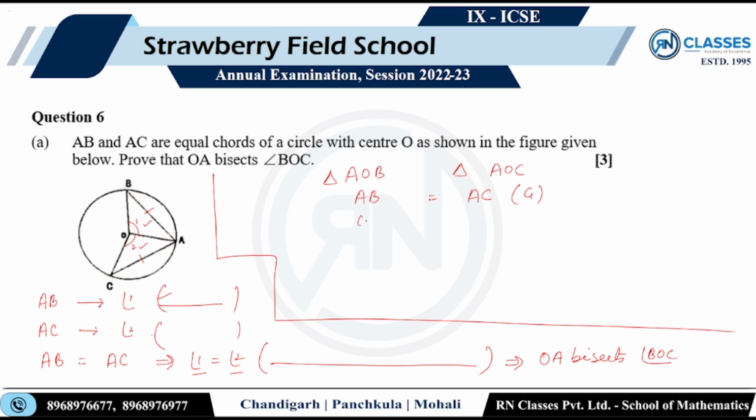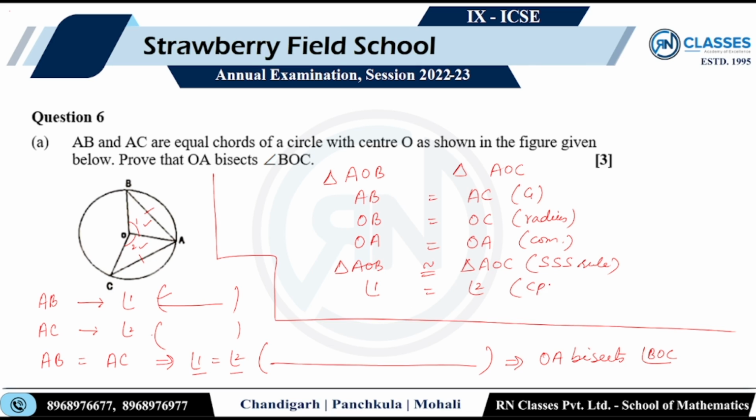What else? OB is equal to OC. Why? Radius. And OA equal to OA, common. So triangle AOB is congruent to triangle AOC by SSS rule. Right? By SSS rule the triangles are congruent. I can say angle 1 is equal to angle 2 by CPCT. So I can write it from here.